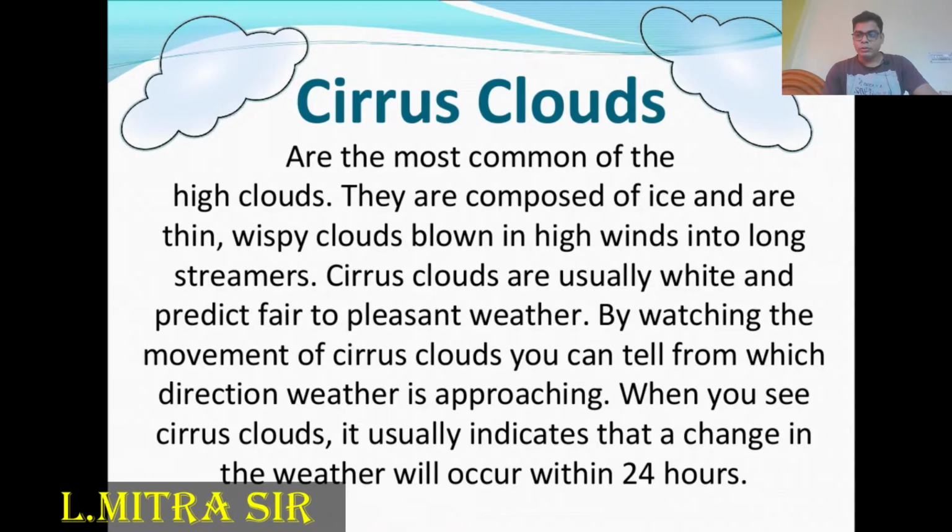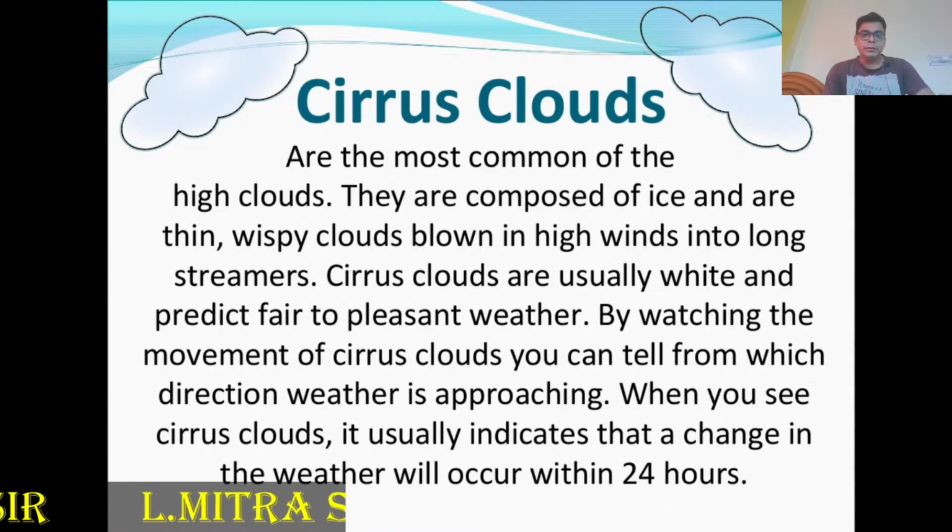If we want to discuss the cirrus clouds, they are among the most common types of clouds, and they are found in the upper layer of the atmosphere. They are composed of ice and are thin, wispy clouds blown by high winds into long streamers. Cirrus clouds are usually white and predict fair, pleasant weather. When the weather is pleasant, this type of cloud can be seen at higher altitude.